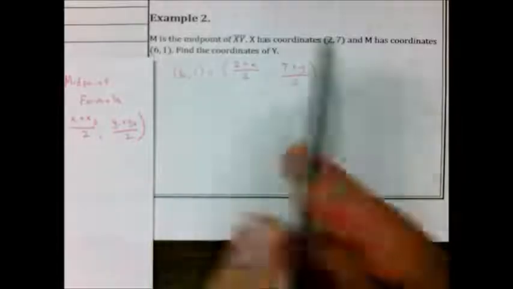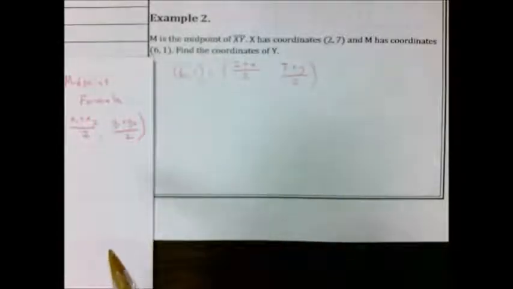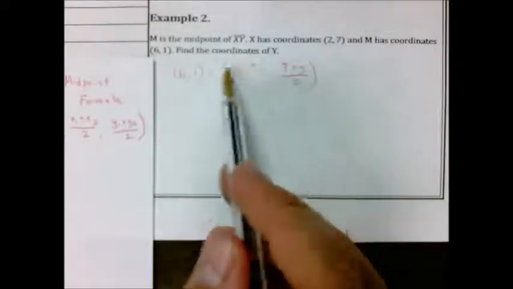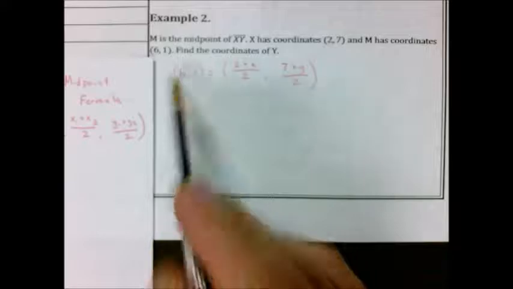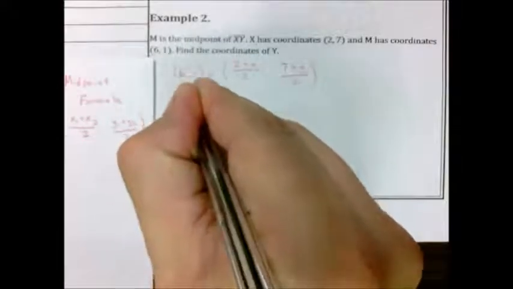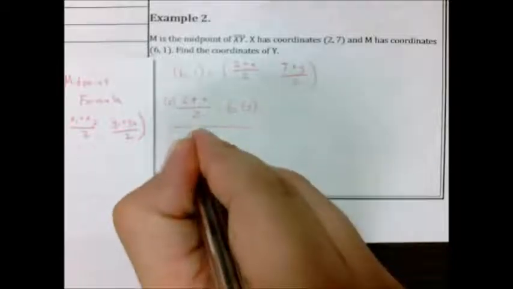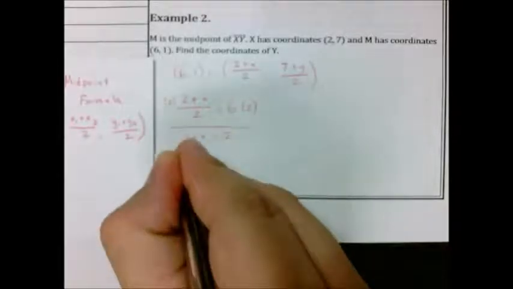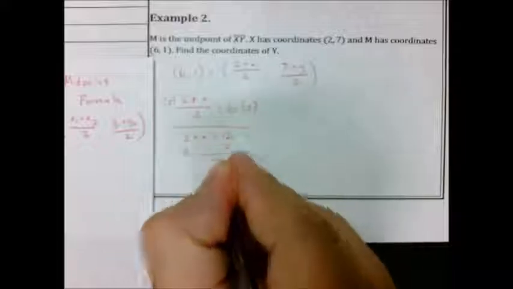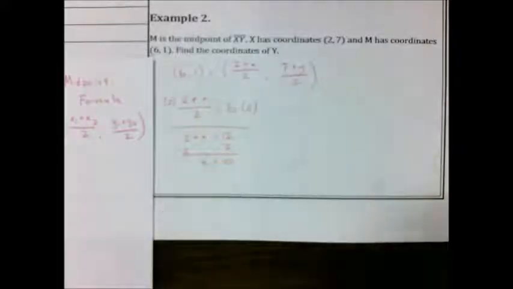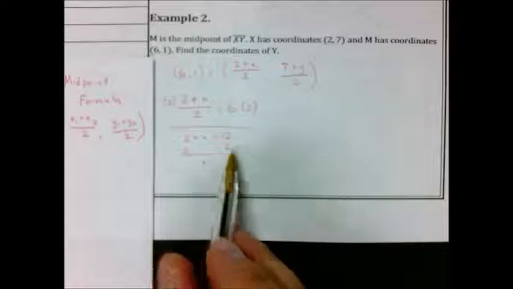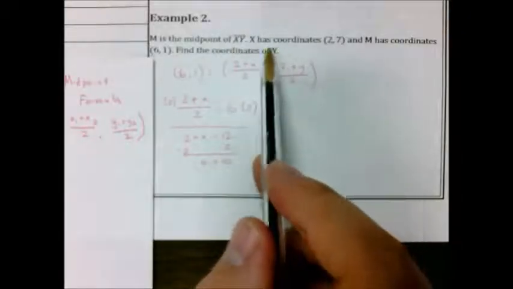Okay, so I've set this up into the midpoint formula now, and our third step is to find the x coordinate. We know 2 plus x divided by 2 should give us 6. So we have 2 plus x divided by 2 should equal 6. Now this is just algebra. Multiply by 2 on both sides. We end up getting 2 plus x is equal to 12. Subtract 2 from both sides. We end up getting x is equal to 10. So my x value is 10 for the coordinate of Y.